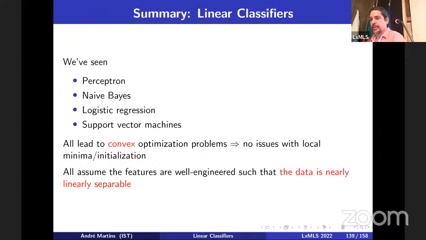And we covered several things. All the things that we talked about today, they either have closed form solutions or they lead to convex optimization problems. So it's easy to optimize. There are no issues at all with local minima, with initialization, and so on. And we have always assumed, because this is assumed by these algorithms, that the starting point, the features that we start with, are already well engineered so that the data is either completely separable or at least nearly separable.